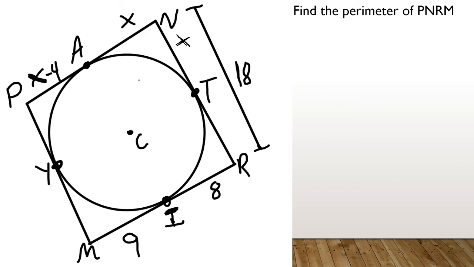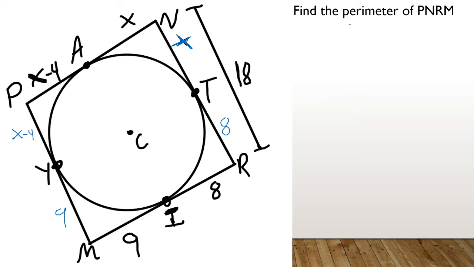And we're just going to go down the list doing this here. So let me see if I can do a different color here, because I have a lot of black already. So this is going to be x over here. And if this is 8 over here, well, the other line that comes from R, that's going to be 8 as well. And if this is 9, that means this here is going to be 9 as well, because they're both coming from the same point. And this is x minus 4, this is also going to be x minus 4.